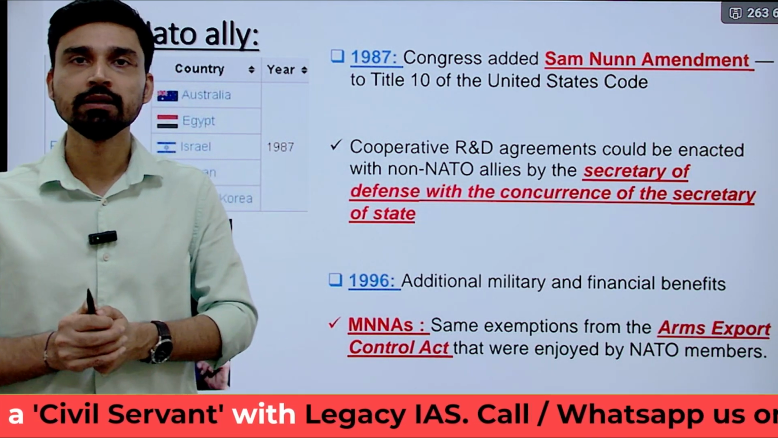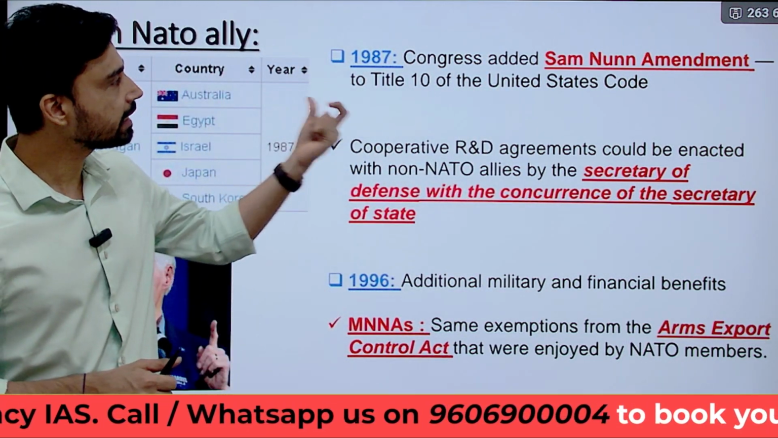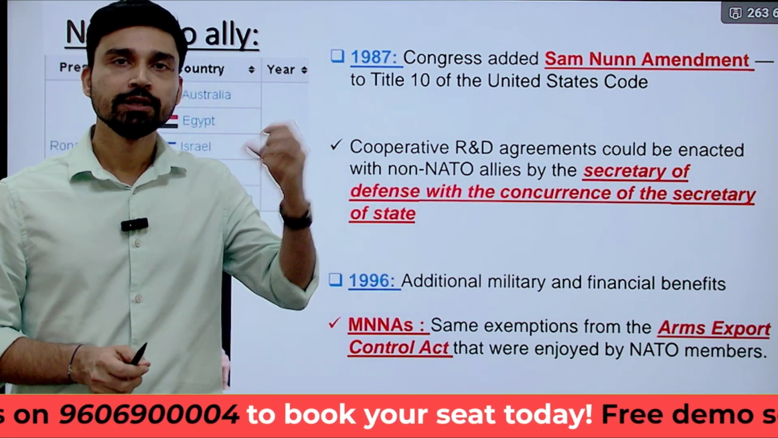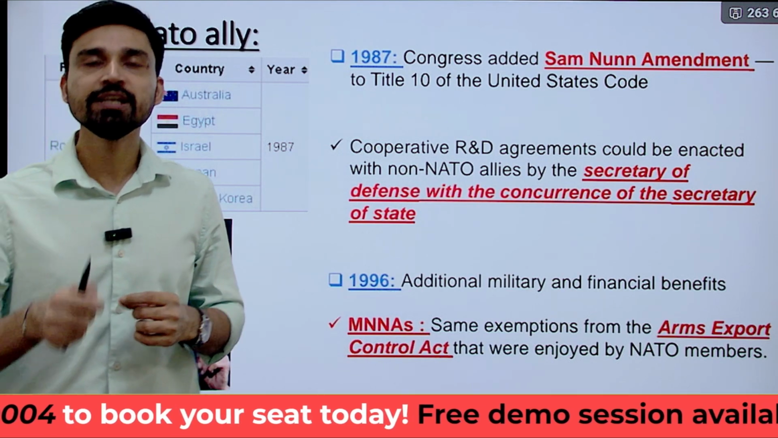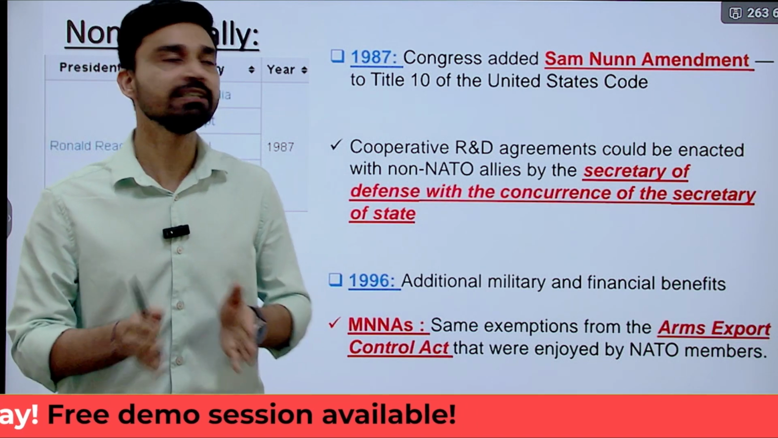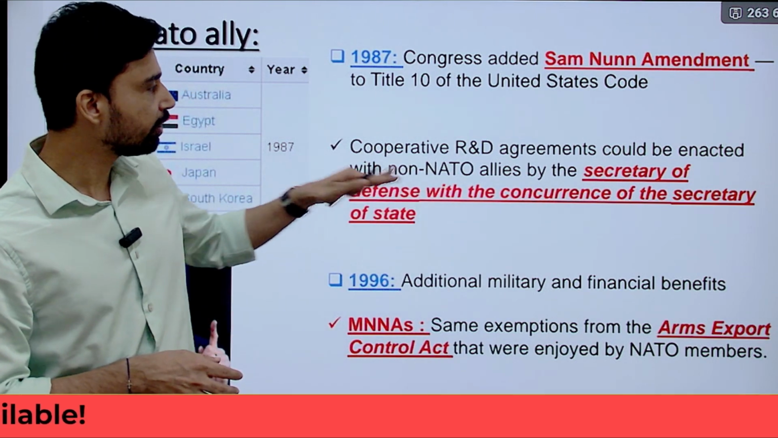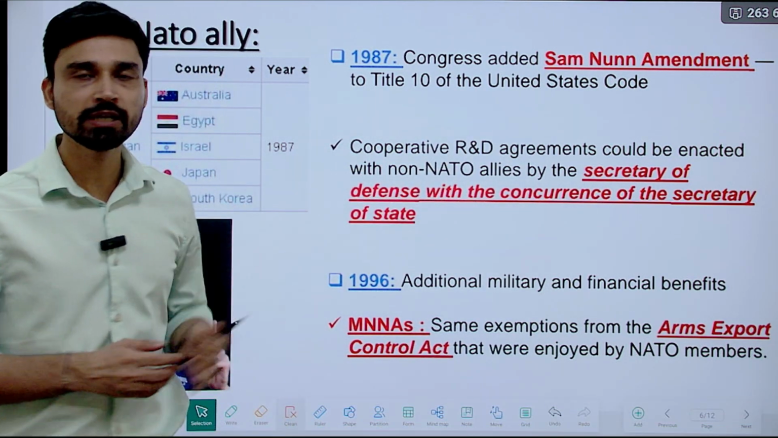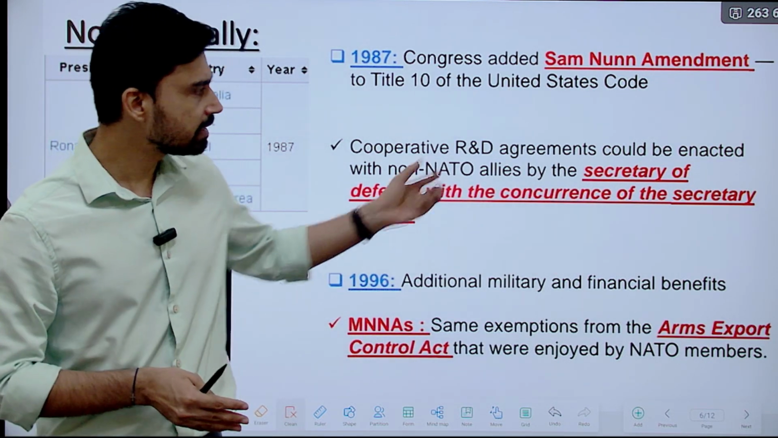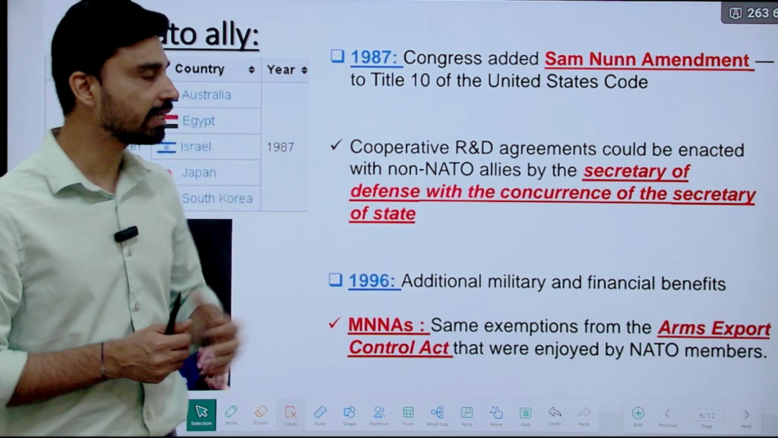It was during this year that the US Congress added a Sam Nunn amendment in Title 10 of the United States Code. And as per this Sam Nunn amendment, the US president was given power that if he deemed fit and necessary, the US can engage in cooperative research and development agreements with non-NATO allies. And this has to be done after the Secretary of Defense and the Secretary of State concur. Secretary of Defense is largely equivalent to the Defense Minister of India, while Secretary of State is equivalent to the External Affairs Minister of India. So after that, the US president can take the decision.